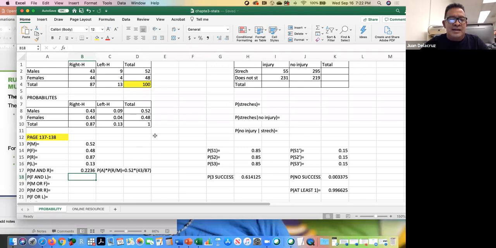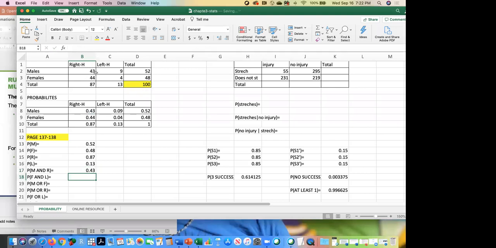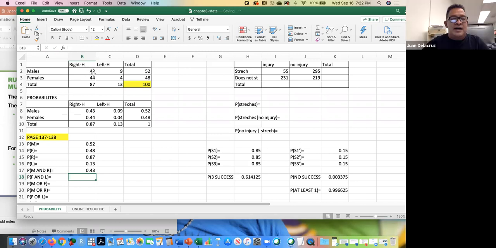So in this case, we have here the, yeah. So here we have the probability of right and male. So I think you were right. We are gonna divide the 43 by the 100. That's absolutely right. I apologize. So yeah, we have the number of males who are right-handed, right? And happens to be 43.